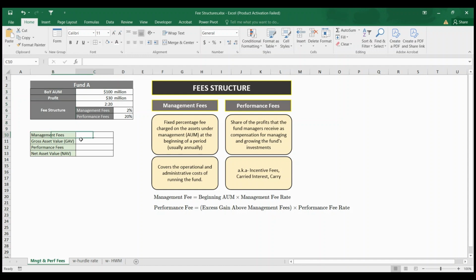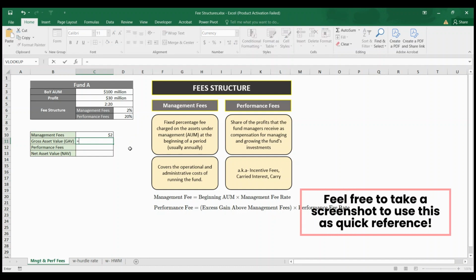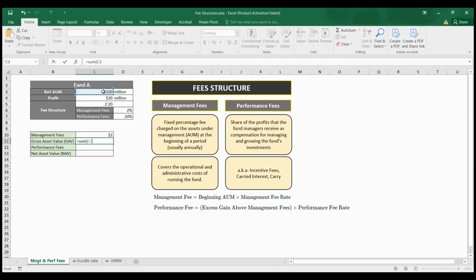So now let's calculate management fees. As we know, management fee equals beginning AUM times the management fee rate. So our management fee is 2 million. Gross asset value is nothing but the value of the investment after paying the management fees. So to calculate GAV, we will sum the beginning of the year AUM and the profit and subtract the management fee from this. And here we have the gross asset value.